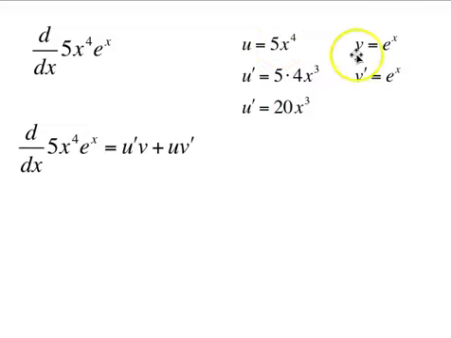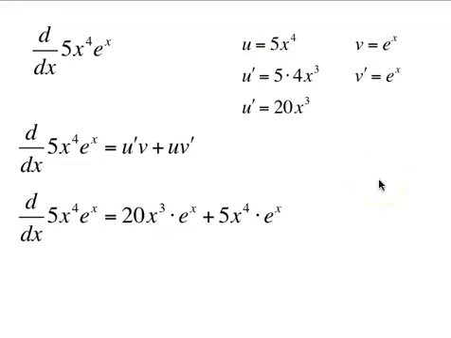u prime v is 20x cubed times e to the x, plus uv prime, 5x to the fourth times e to the x. And that answer is perfectly acceptable. To match textbook solutions, though, you're probably going to need to factor out the common pieces.